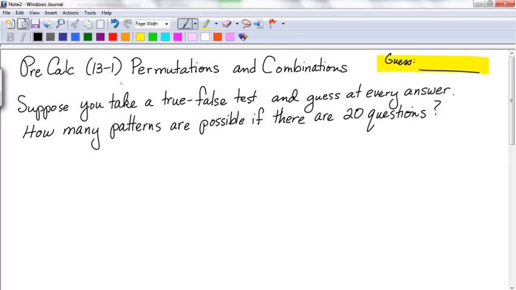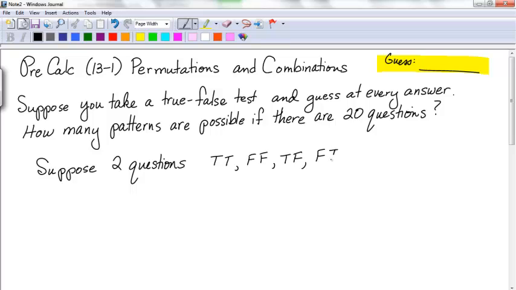Now we're going to break it down a little bit. Suppose instead of 20 questions, we only had 2. If we did 2 questions, one pattern would be true, true. One pattern would be false, false. One pattern true, false. And one pattern false, true. So there would be 4 possible patterns there.